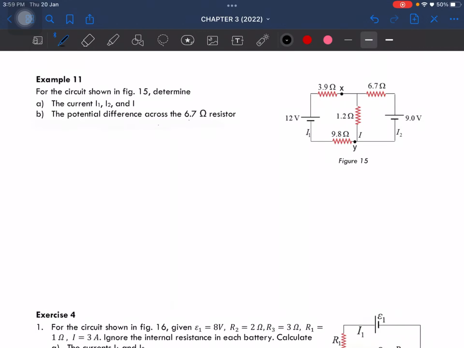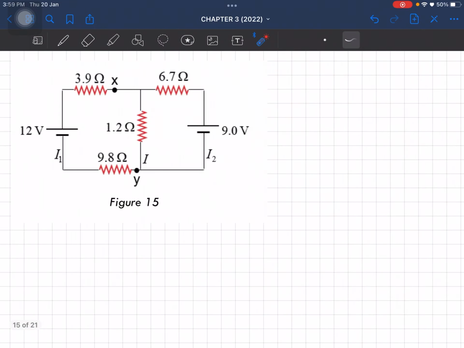Example 11, for the circuit shown here, we have to determine the current I1, I2, and I. The potential and also the potential difference across the 6.7 ohm resistor. Okay, so we are going to apply again Kirchhoff's law.